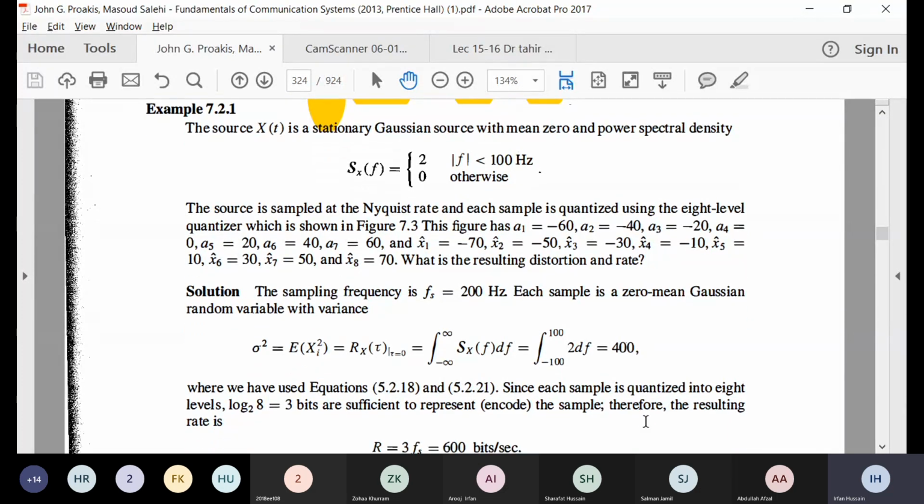Now we are using an 8 level quantizer, so N is equal to 8. You will require 3 bits, since 2 to the power 3 is equal to 8, to represent each sample. Sampling frequency is 200 hertz, so this means that in every second you will have 200 samples, and each sample will have a 3-bit representation.